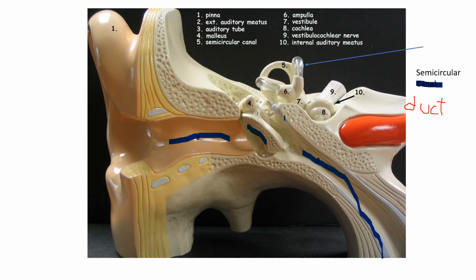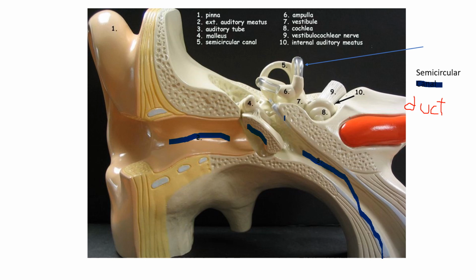And that's what I'm pointing to here with the blue arrow. The semicircular ducts are the soft membranous structures within the semicircular canals. Again, with number 9, we see the vestibular cochlear nerve. Number 8, we see the cochlea. This structure right here, hidden, is the vestibule. Inside the vestibule, we would find the utricle and the saccule. These swollen endings of the bony semicircular canal are called ampullae, ampulla for singular.